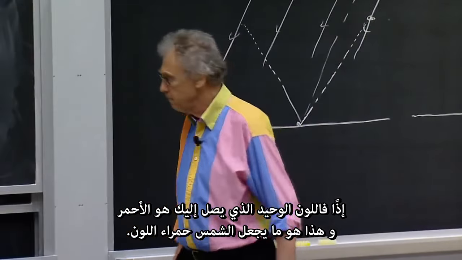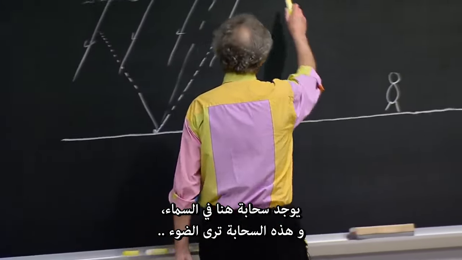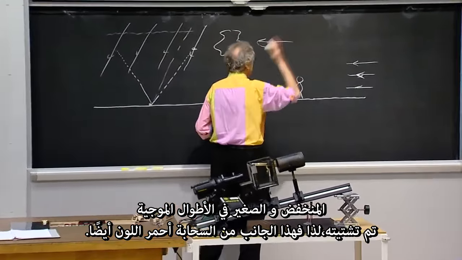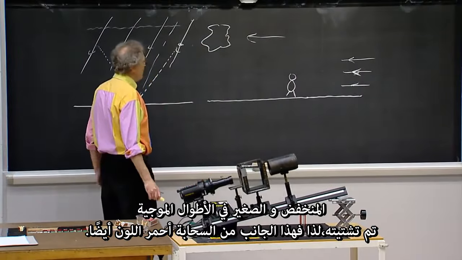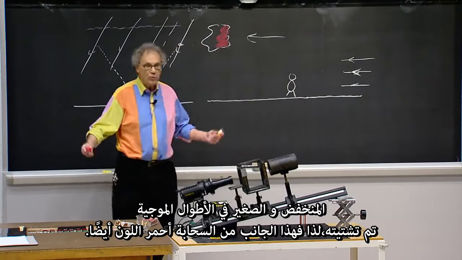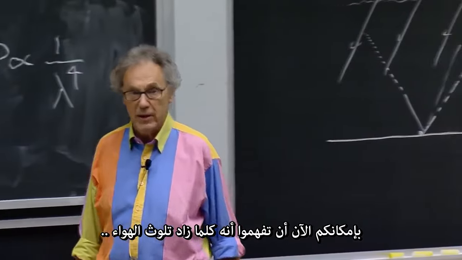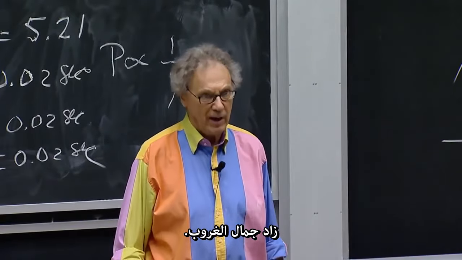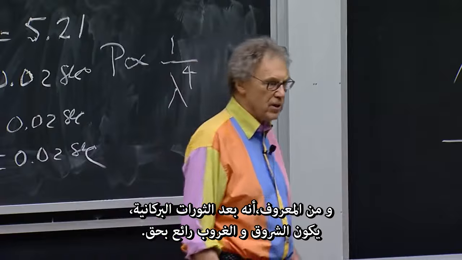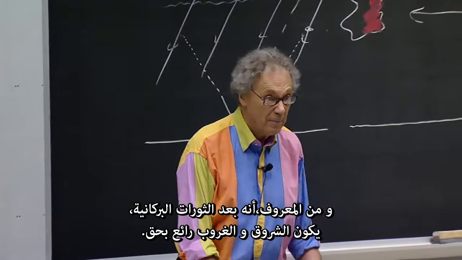And so that is the reason why the sun looks red, and there is a cloud here in the sky, and that cloud sees light where all the small wavelengths have been scattered out, and so this side of the cloud is also red. You can now understand that the more pollution there is in the air, the more beautiful sunsets are. And it is well known that after volcanic eruptions, the sunsets and the sunrises are truly fantastic.